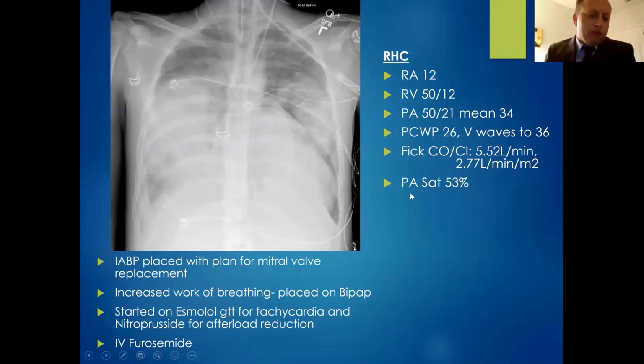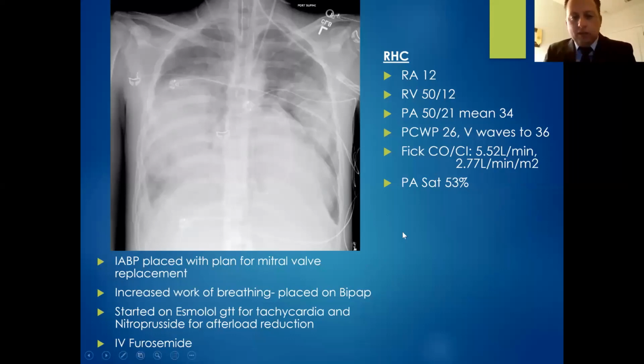PA sat was 53%. So due to the hemodynamics and the severity of the mitral regurgitation, an intra-aortic balloon pump was placed with a plan to get the patient to a mitral valve replacement. He had increased work of breathing, was placed on BiPAP, and they had initially tried to diurese him. He was very tachycardic with heart rates up into the 120s at this time. Unfortunately, an esmolol drip was actually started on this patient.